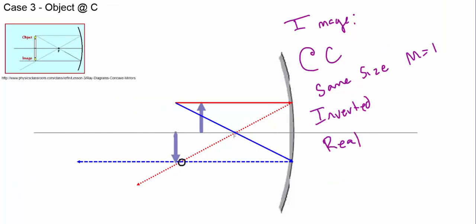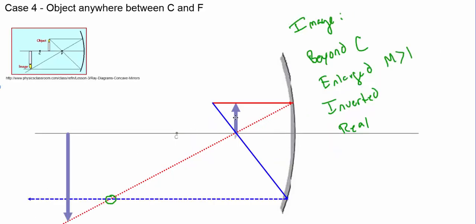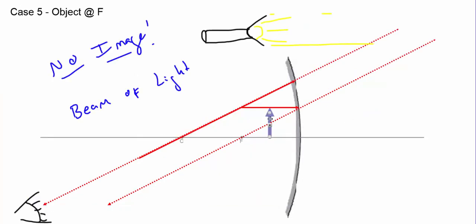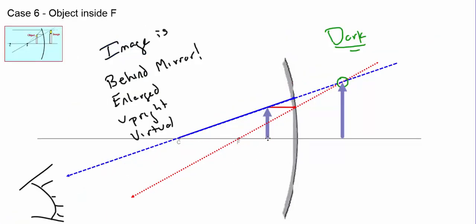Case 3, the object and the image end up being at the same location, at the center of curvature, same size. Case 4, the object is somewhere between C and F, and the image ends up being outside, well beyond C. Case 5, the object is located at F, creating a beam of light, no image at all. And then case 6, the object is placed inside F, creating a virtual image. That's it for concave mirrors.